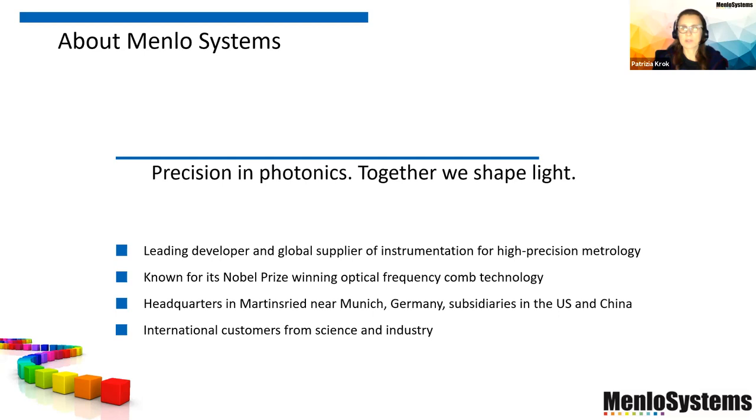For the beginning, I would like to briefly introduce our company for those who are maybe not so familiar with us. Menlo Systems was founded 20 years ago as a spin-off from the Max Planck Institute for Quantum Optics near Munich. We are developing and manufacturing lasers and laser stabilization for high precision metrology applications. Menlo is known for the Nobel Prize winning technology of the optical frequency comb. Our co-founder, Professor Hänsch, was among the Nobel laureates in 2005 for this invention. Our headquarters are in the west of Munich in southern Germany, and we hold offices in the US and in China. We work together with customers worldwide with applications in science and in industry.